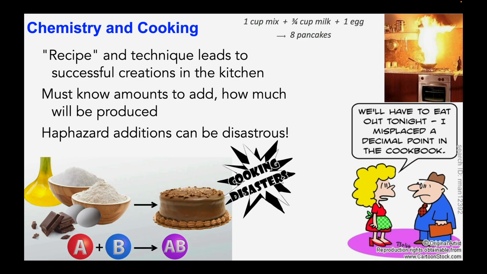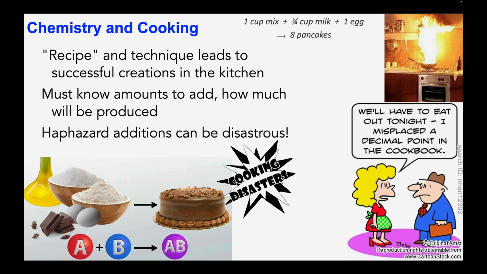Chemistry is kind of like cooking. A chemical reaction is kind of like the recipe up there at the top middle to make a pancake. And you can see that it says a cup of mix and 3/4 milk and an egg makes 8 pancakes. All right. Woohoo. Well, if you're hungry, that can be really important.